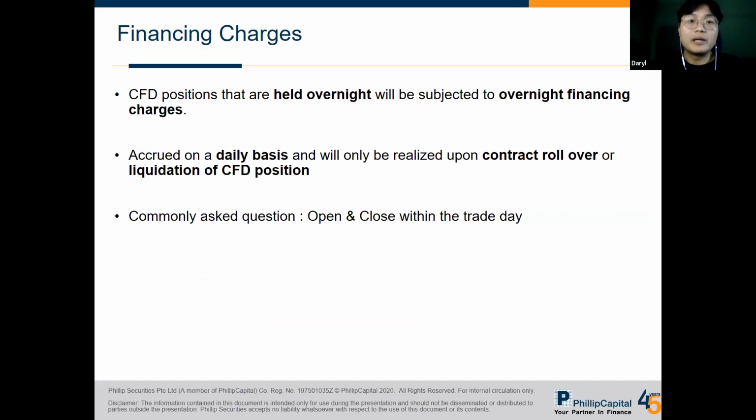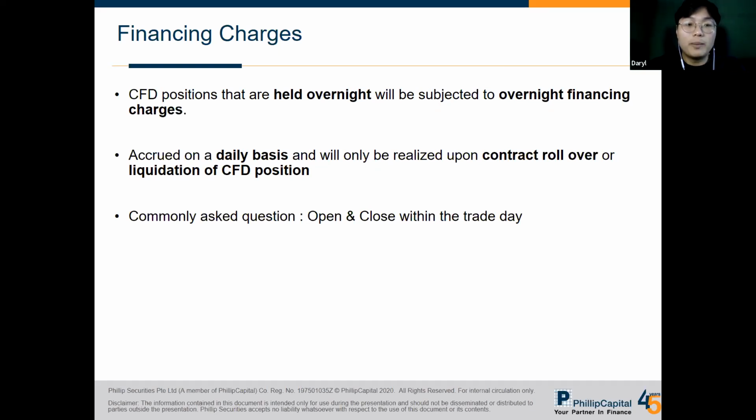Okay, now let's dive deeper into the financing charge. When you hold a CFD position overnight, you'll be subjected to overnight financing charges. This is accrued on a daily basis and will only be realized upon contract rollover or liquidation of CFD positions. One common question: if I open a position today and close today, do I have to pay the financing fee? Remember that I said you have to hold past overnight, then you'll be subjected to the financing fee. Overnight doesn't mean 12 a.m., but it means holding past the market close.